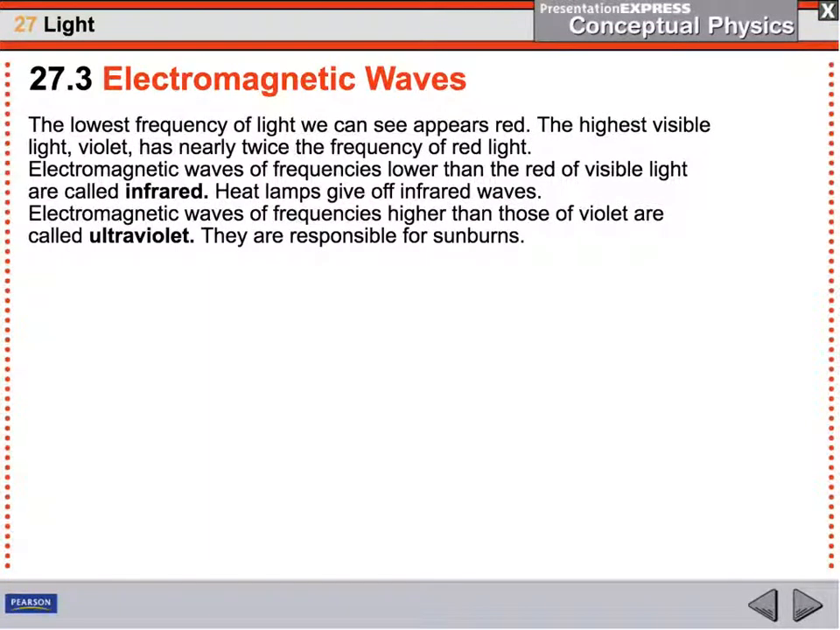The lowest frequency of light we can see appears red. The highest visible light, violet, has nearly twice the frequency of red light. Electromagnetic waves of frequencies lower than red of visible light are called infrared. So anything lower than red is infrared. Heat lamps give off infrared waves. Electromagnetic waves of frequencies higher than those of violet are called ultraviolet. They are responsible for sunburns. So any electromagnetic light below red is infrared. Above violet is ultraviolet.